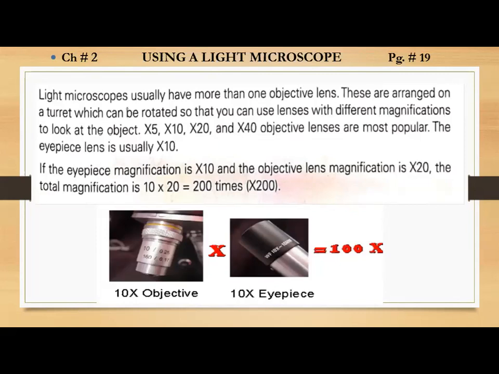If the eyepiece is x10 and the objective lens is x20, then the total magnification is 10 multiplied by 20, so it magnifies the image 200 times. You multiply 10 with 20 and it gives you 200. It means that the image will be magnified 200 times its original size. So this is the formula from which we can calculate magnification.